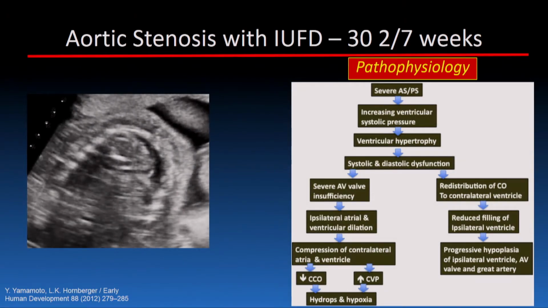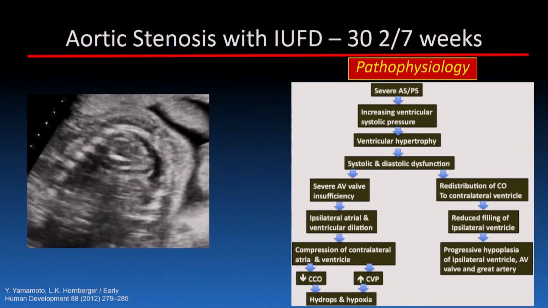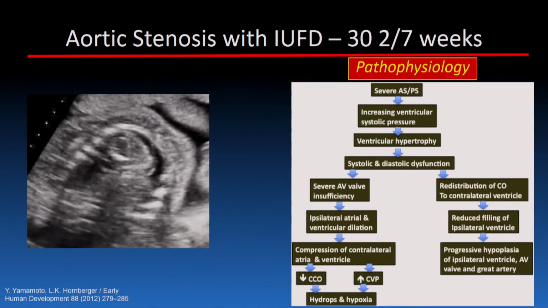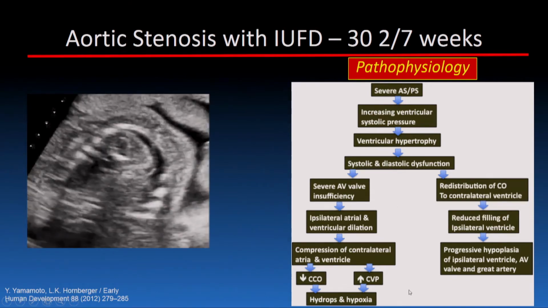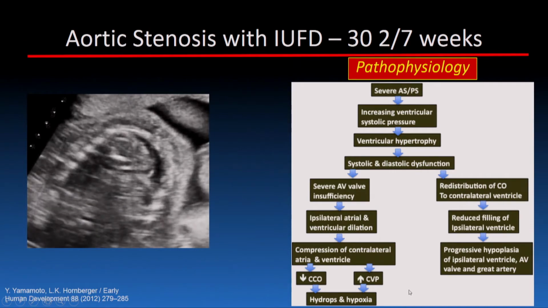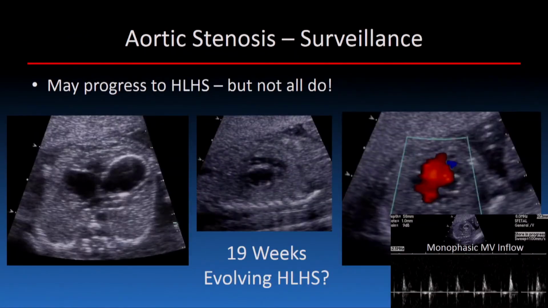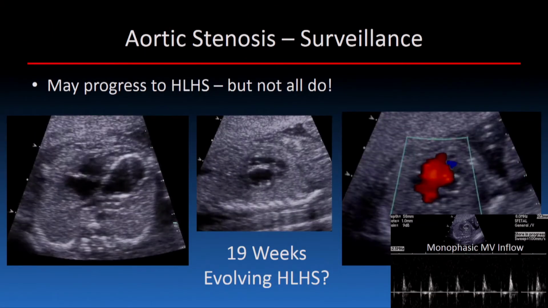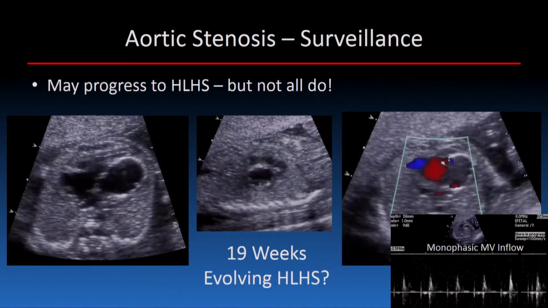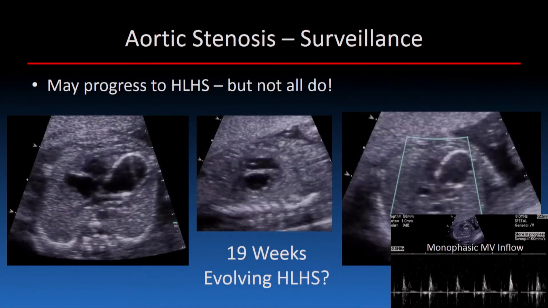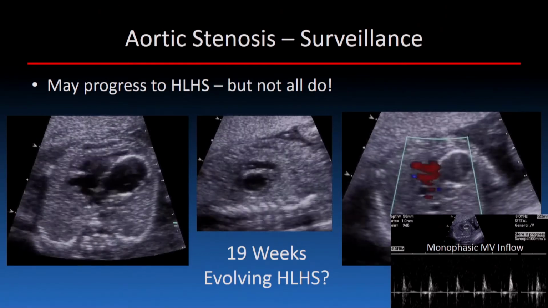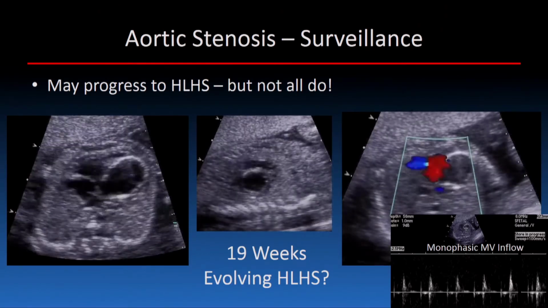So the pathophysiology, again, when you look at that same paper, was really nicely laid out in terms of what happens with these patients with severe aortic stenosis or pulmonary stenosis, and you can see the pathophysiology as it leads down, illustrated by this patient, a progression of disease of this patient with aortic stenosis. So I want to just say, this is all well known, and we'll just mention it, that aortic valve stenosis can progress to hypoplastic left heart syndrome, but not every single patient does, obviously.